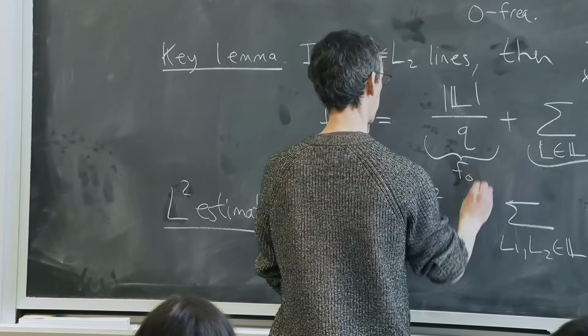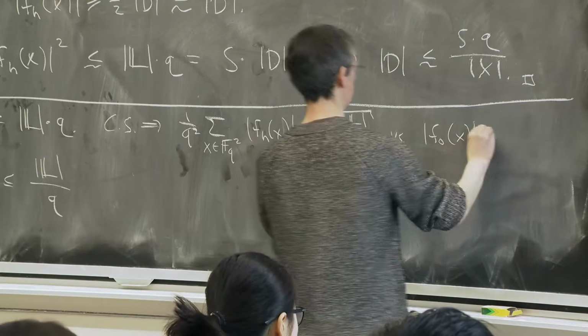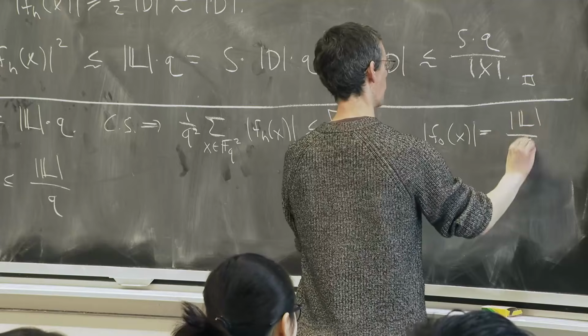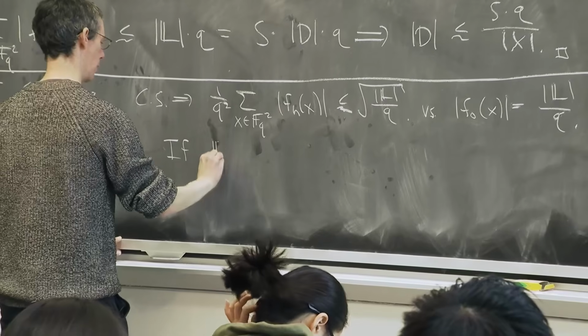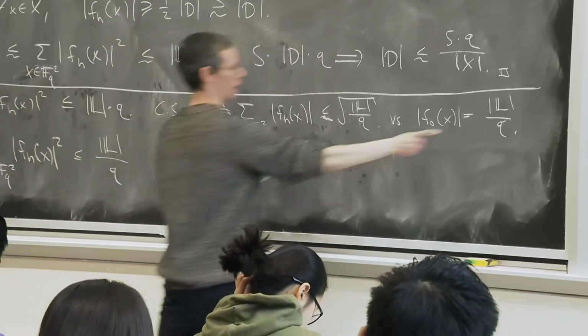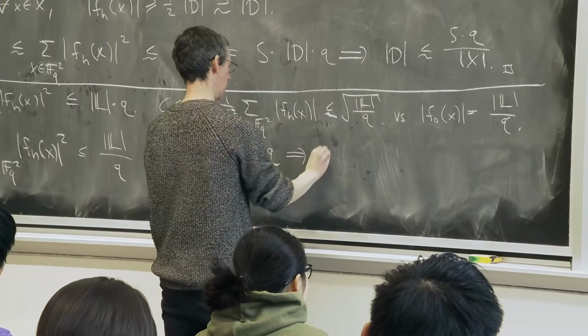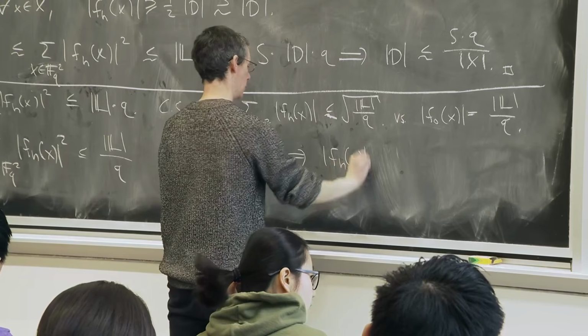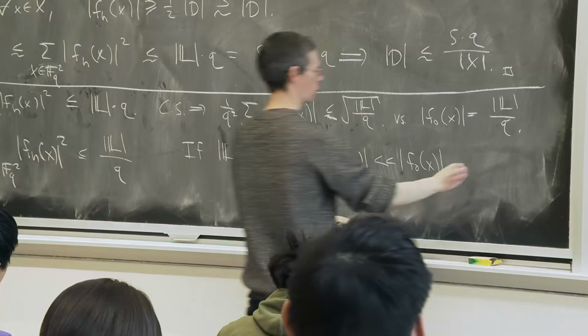Here, let's call this constant part f naught, the zero frequency part. So for comparison, the size of f naught of x is always number of lines over Q. So the conclusion is that if the number of lines is much bigger than Q, then this is way bigger than that. So the high frequency part is much smaller than the constant part on average.